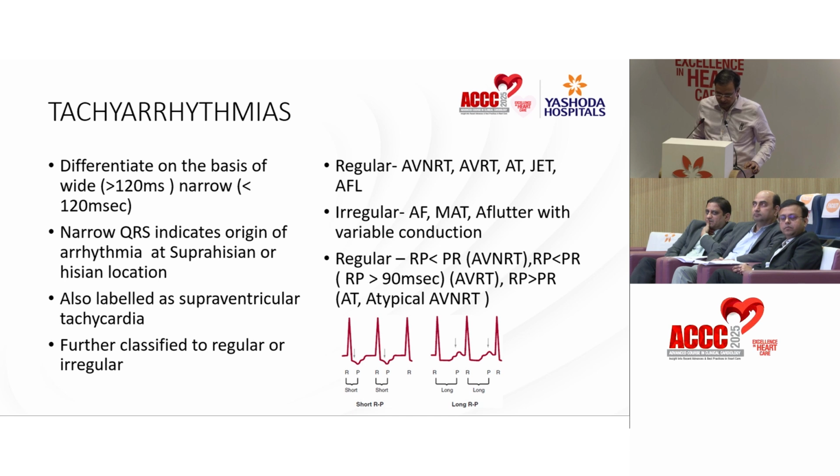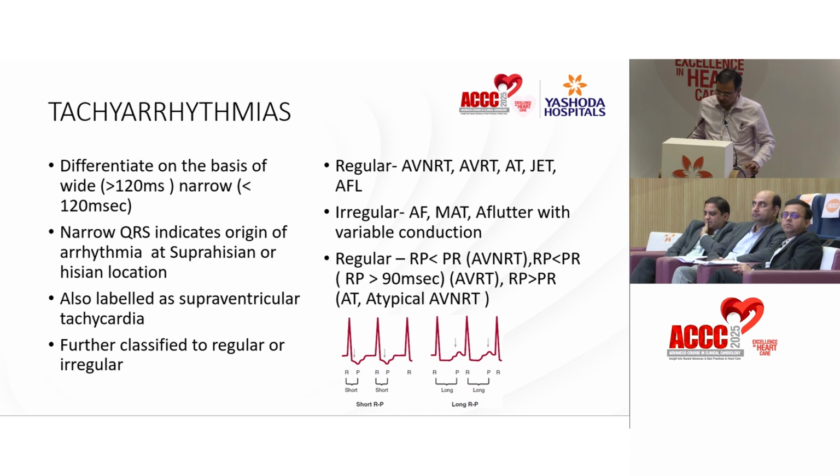Again, they are classified into regular or irregular. So the regular supraventricular tachycardias are the AVNRT, AVRT, AT, junctional tachycardia and atrial flutter. Irregular supraventricular tachycardias are atrial fibrillation, multiform atrial tachycardia, and atrial flutter with variable conduction.